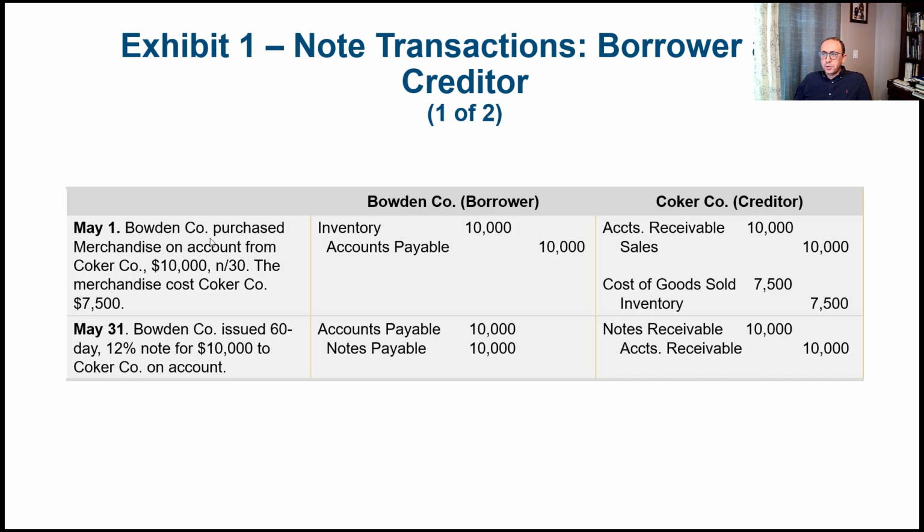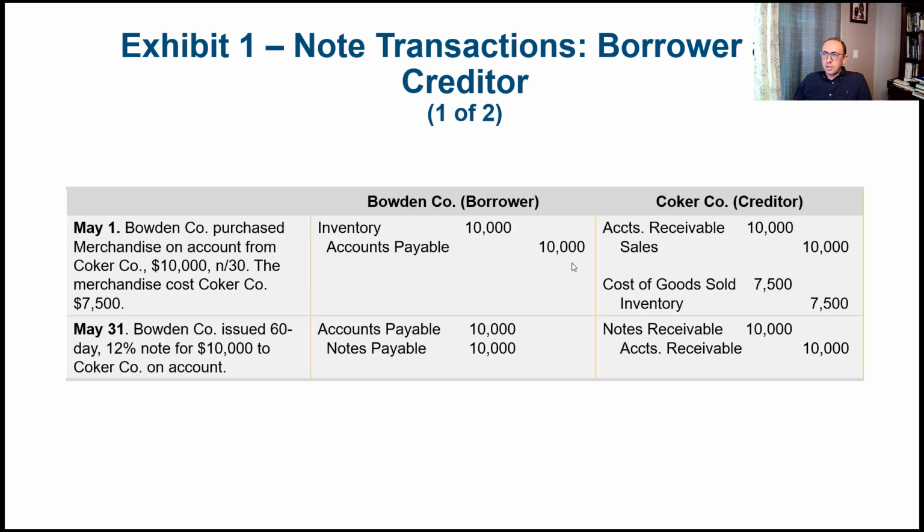So let's see here a few examples. On May 1st, Bowden Company purchased merchandise on account from Coker Company, $10,000, terms net 30. It has to be paid within 30 days. The merchandise cost Coker Company $7,500. So our main focus here is Bowden Company, the borrower. And by the way, they use B for borrower and C for creditor.